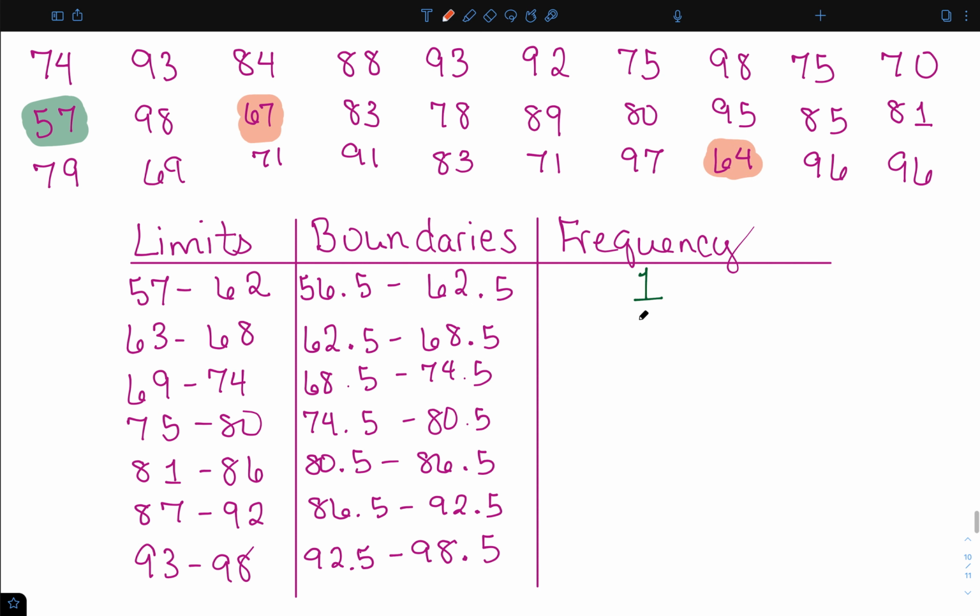Looking between 87 and 92, we have 1, 2, 3, 4 values, so this class would have a frequency of 4. Finally, between 93 and 98, we have 1, 2, 3, 4, 5, 6, 7, 8 values. So this class would have a frequency of 8. And we now have our frequency distribution.